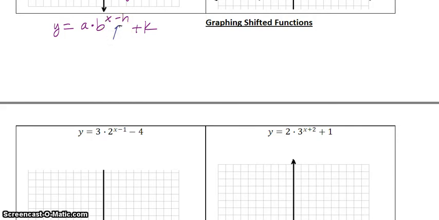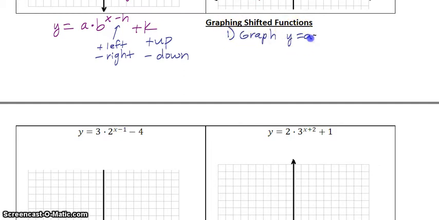So in the exponent here, if you see a plus sign, it's to the left. If you see a minus sign, it's to the right. So remember, it's the opposite of what you expect for that. Outside of the exponent, if you see a plus sign, it's up, and if you see a minus sign, it's down.